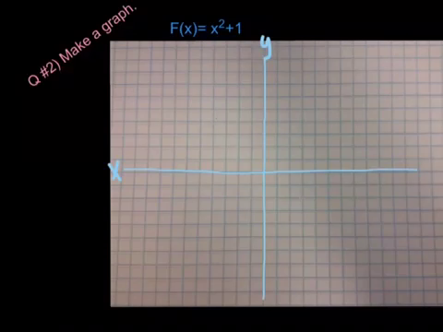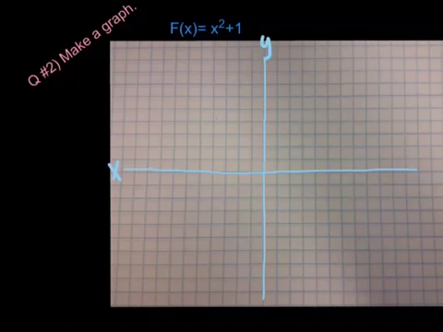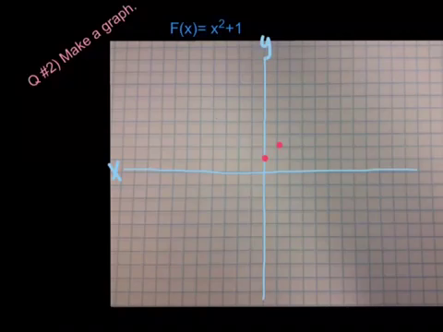So for our first x value, it was 0, so we'll go 0 for x, and then 0 equals 1, so we'll go up 1, and place a dot right there. Let me make that dot more dot shaped. There we go. Our next x value was 1, and 1 equaled 2, so we'll go over 1, up 2, and place our graphing point right there.